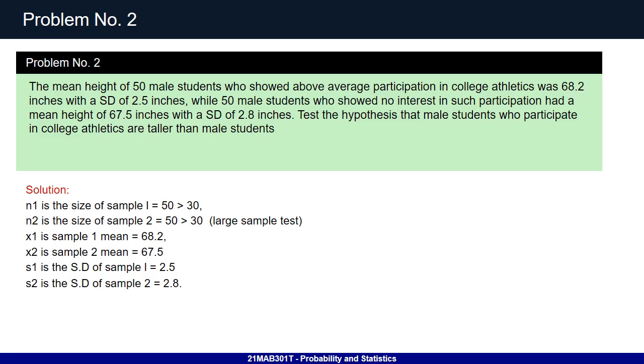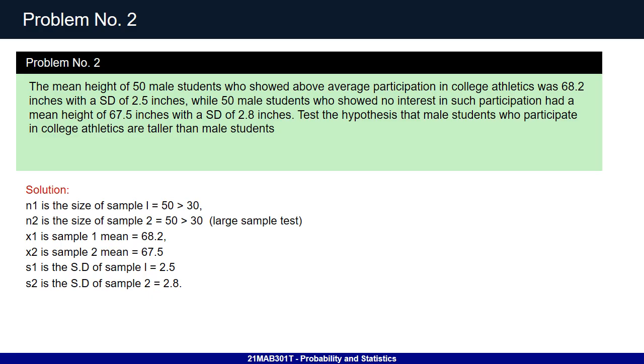So here N1 is equal to 50 and N2 is also 50. So both are large samples. And X1 bar is equal to 68.2 and X2 bar is equal to 67.5. S1 is 2.5 and S2 is 2.8.